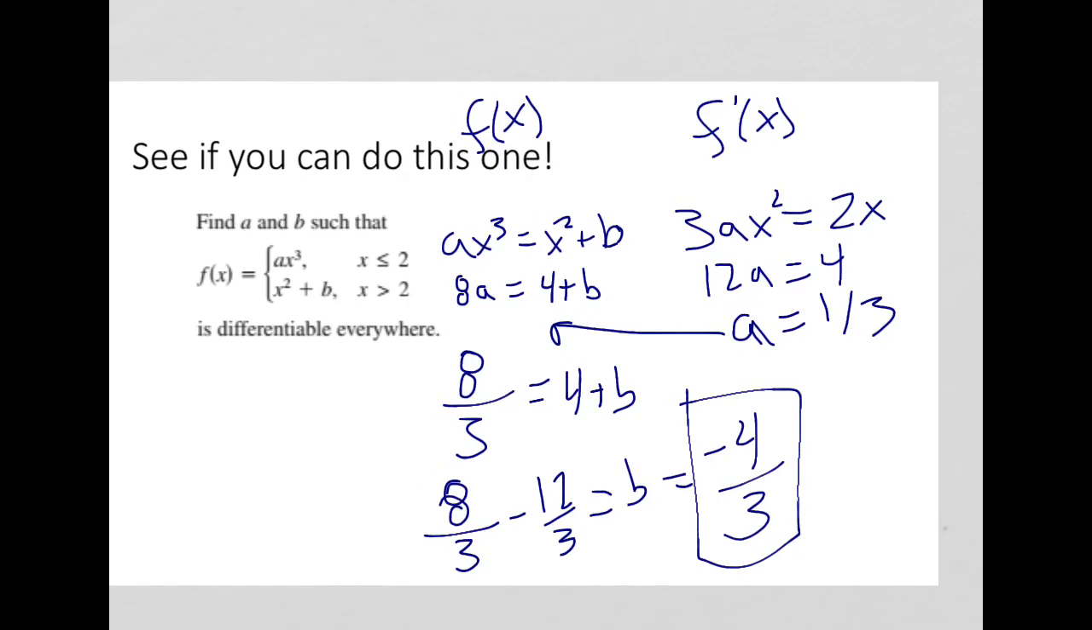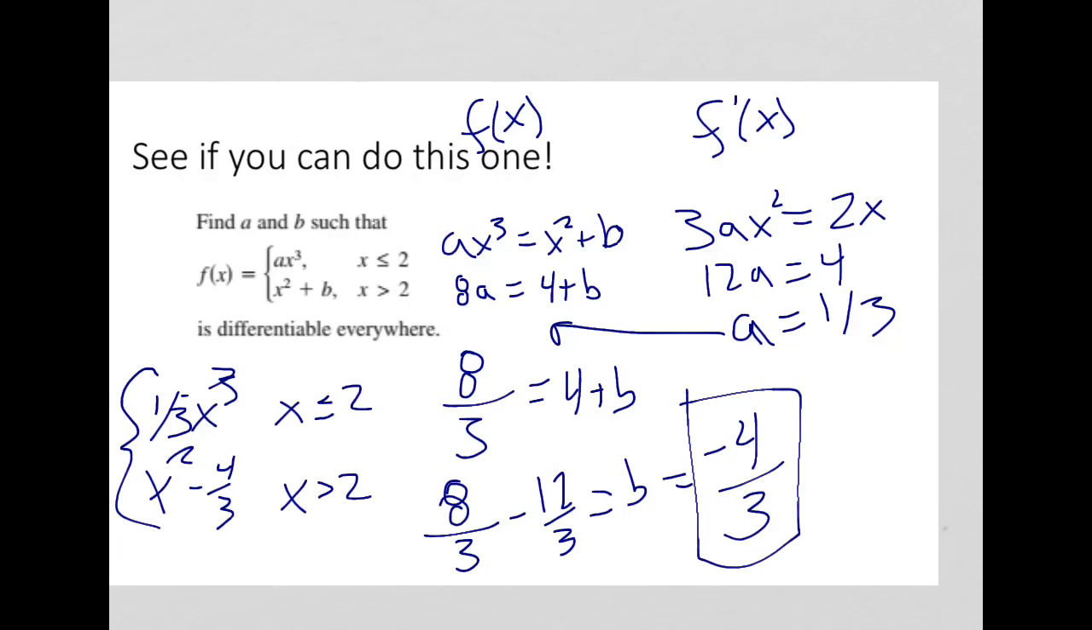So what we're saying is that we have the piecewise function. A is 1/3 x cubed for x less than or equal to 2. And then we have x squared plus our b value, which is negative 4/3, so x squared minus 4/3. We're saying that if you graph these two functions, it will transition smoothly from the top branch to the bottom branch. There will be no abrupt changes, no instantaneous changes in slope.